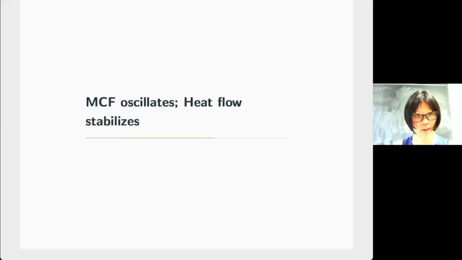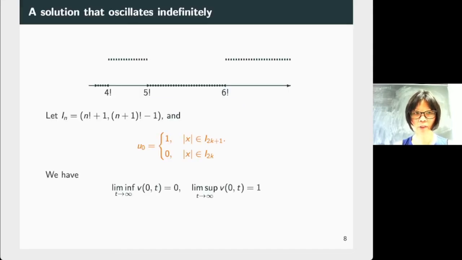We will now have an initial graph which, when evolved by mean curvature flow, oscillates indefinitely, even though it oscillates more and more slowly, and when evolved under heat flow will stabilize. Let's first talk about a solution that oscillates indefinitely for the heat flow, and this is a one-dimensional argument.